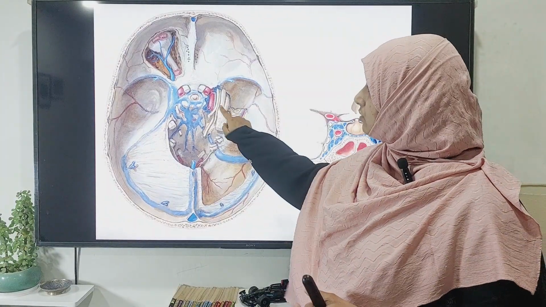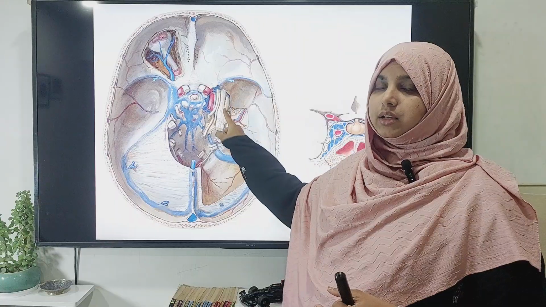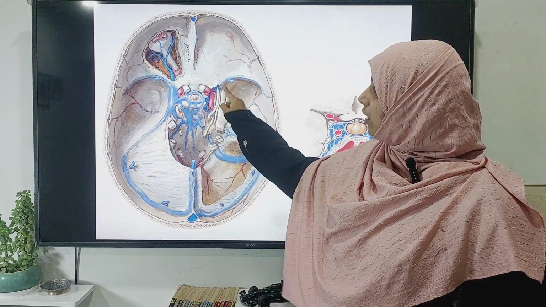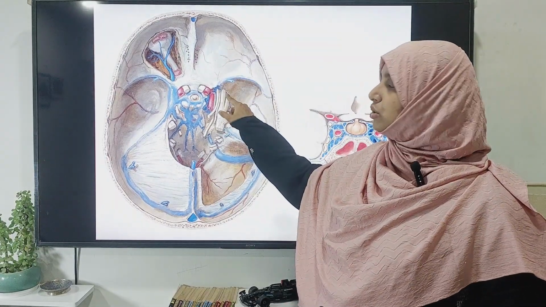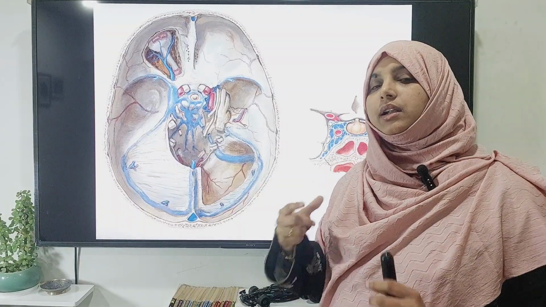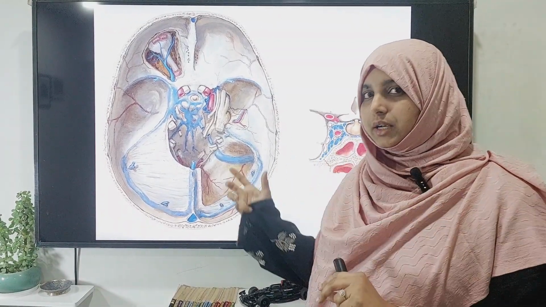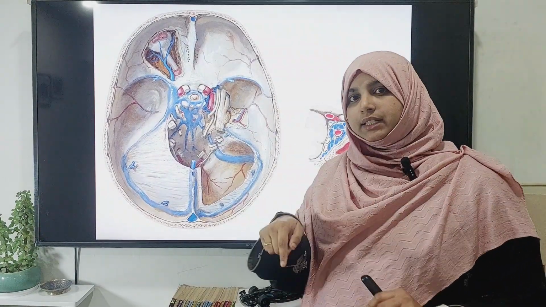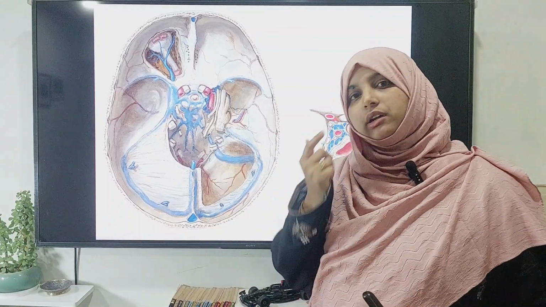Now the ophthalmic division and maxillary division again travel in relation to the lateral wall of the cavernous sinus, and only the ophthalmic division goes to the eye. The maxillary division goes through the foramen rotundum into a space within the maxilla bone, which we'll study later. And the mandibular nerve exits through the foramen ovale to enter the infratemporal region.